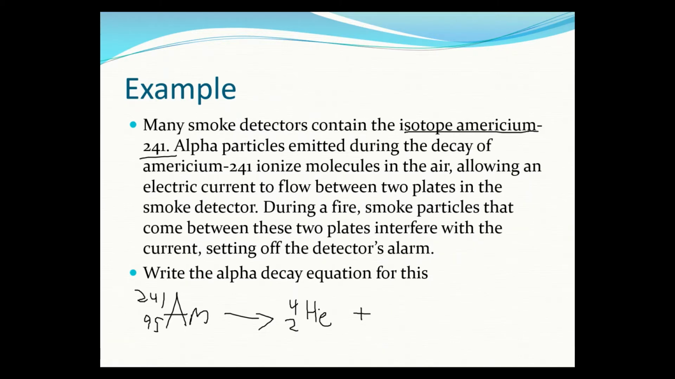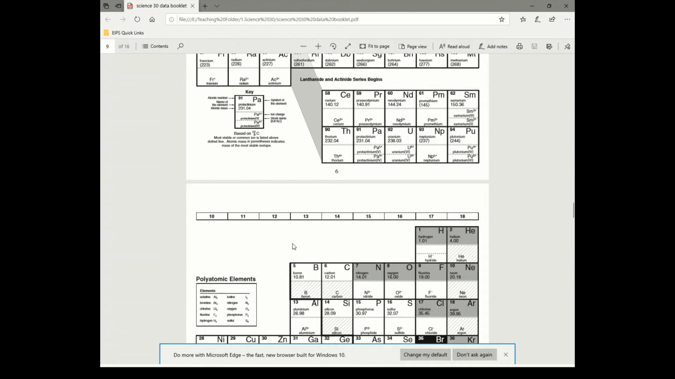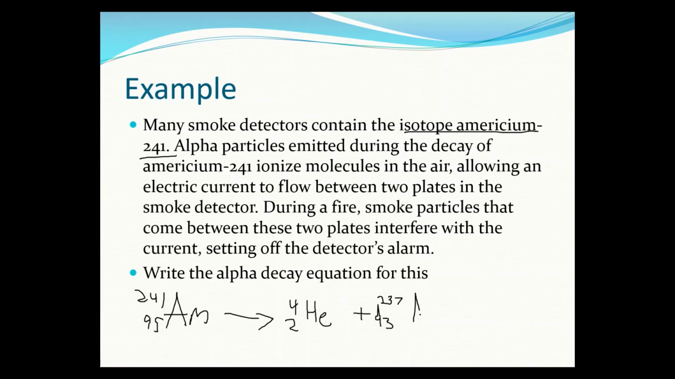What it's going to turn into is something that's more stable, and it has to have the same number of nucleons, these masses up top, and the same number of protons. So if I have 95 and I lost 2, I'm going to be left with 93. If I have 241 and I lost 4, that's going to be 237, right? 237 plus 4 is 241, 93 plus 2 is 95. Both sides should always add up to the same thing. So we have to look up, what is element number 93? Element number 93 is here, which is neptunium. So it's going to turn into neptunium.